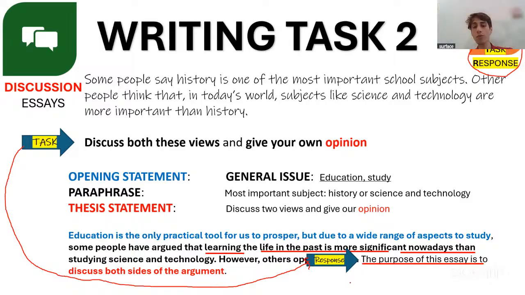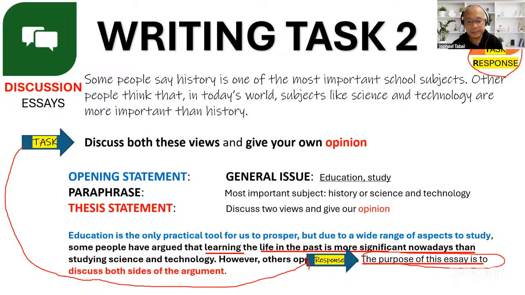In the book of writing, the purpose of this essay is to discuss both sides of an argument, which is not very much of a good response. But this is more acceptable than stating an opinion, because some of the students use this one, the purpose of this essay is to, in all types of questions. So I told them you can only use that in a discussion essay. When you use that in an opinion essay, it might not be logical or an accurate response for your essay.